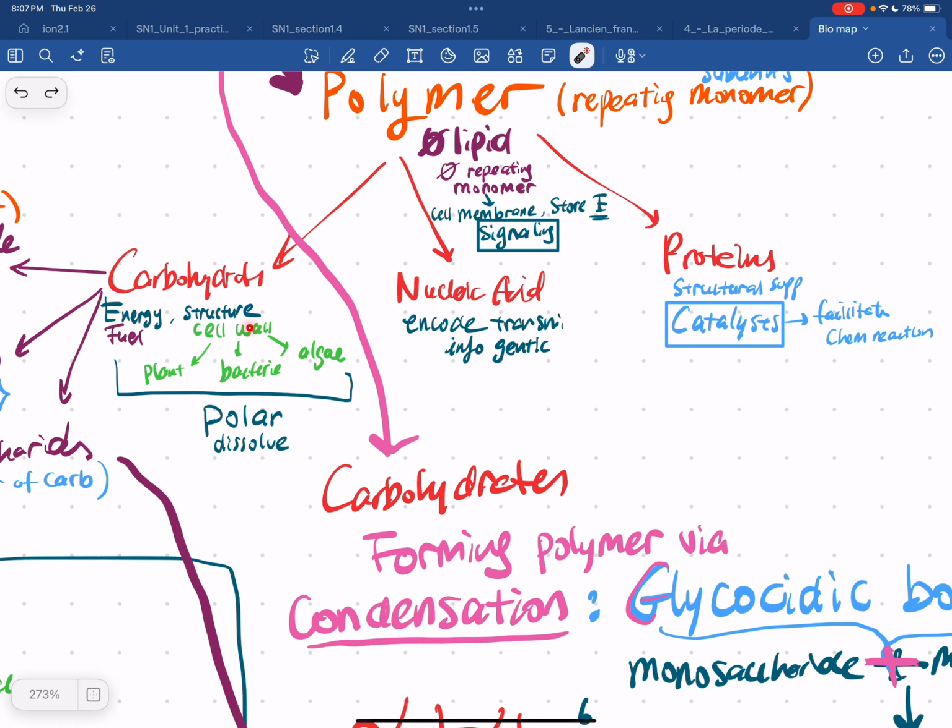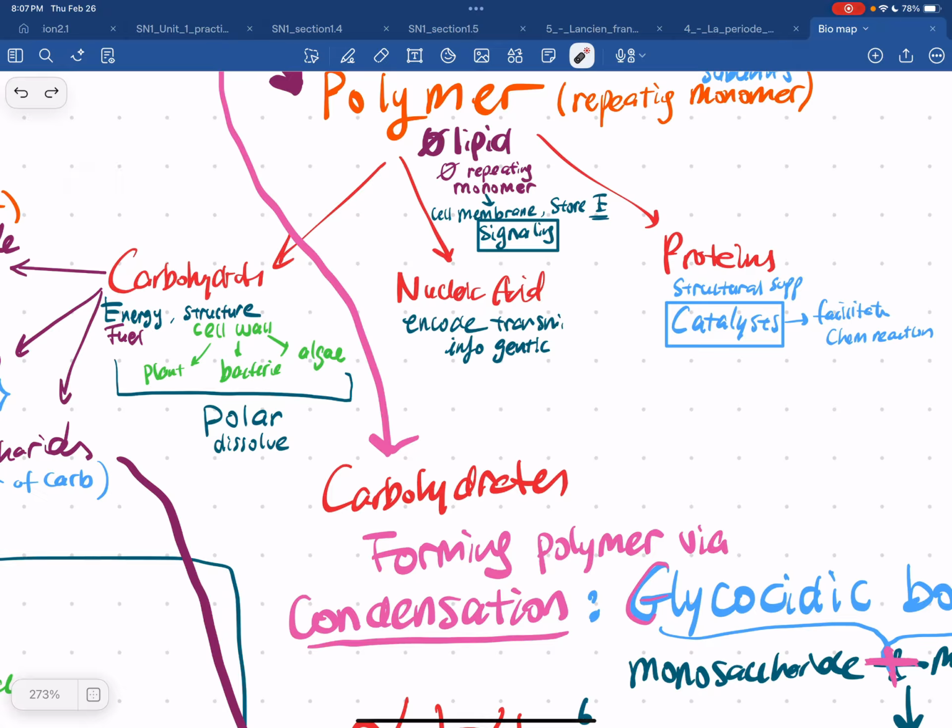In cell walls, there's the cell wall in plants, bacteria, and algae, which are made of cellulose and chitin and other stuff that forms the cell wall. These are all polar and dissolve.